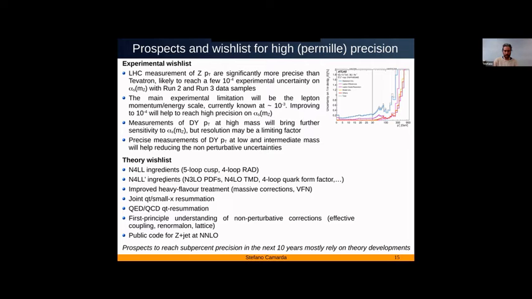Other things that will of course benefit the measurement, in particular to be able to do this at the LHC, are improved heavy flavor treatment and joint qT and small-x resummation. There are already results on these, but not phenomenological studies. QED and QCD is probably already there, just needs to be included. And something very important will be some additional first principle understanding of non-perturbative corrections. I've seen that in the case of the W plus and minus, there are a lot of interesting works. Maybe this can also be done for Drell-Yan.